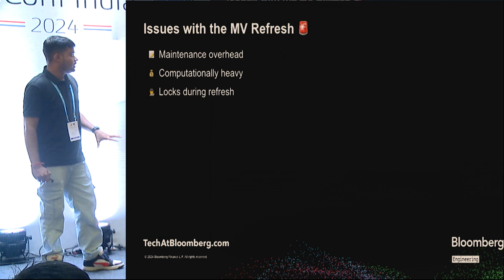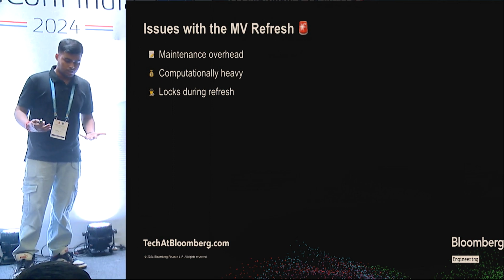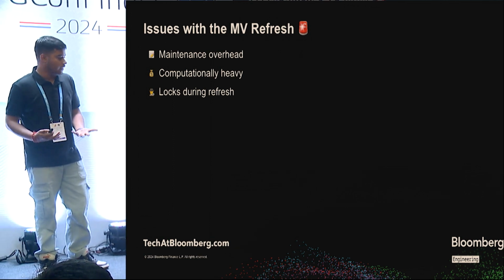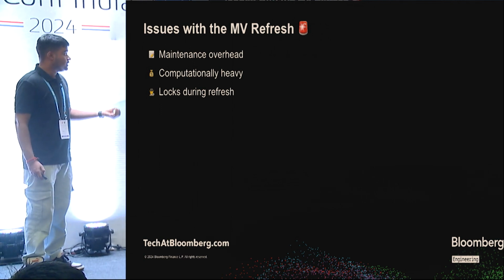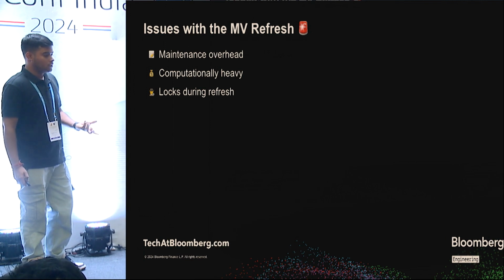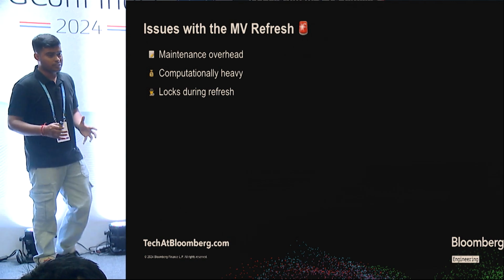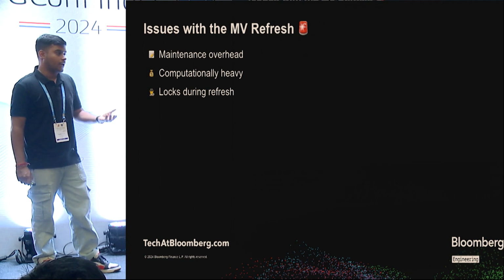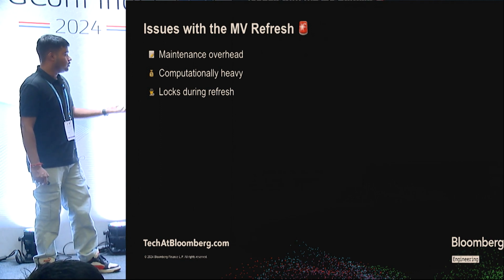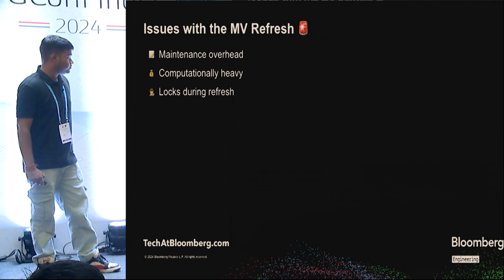So summarizing the issues that we have with our traditional implementation of materialized view, first is the maintenance overhead. We have to manually go and tell Postgres that we want to update our materialized view, go and do a hard refresh. Another problem is the computationally heavy approach that Postgres follows, that it completely does a hard refresh and calculates all the data points right from scratch. And when we are doing it concurrently, we are adding another layer of computation. And locks during refresh is what we face when we don't use the concurrently mode.